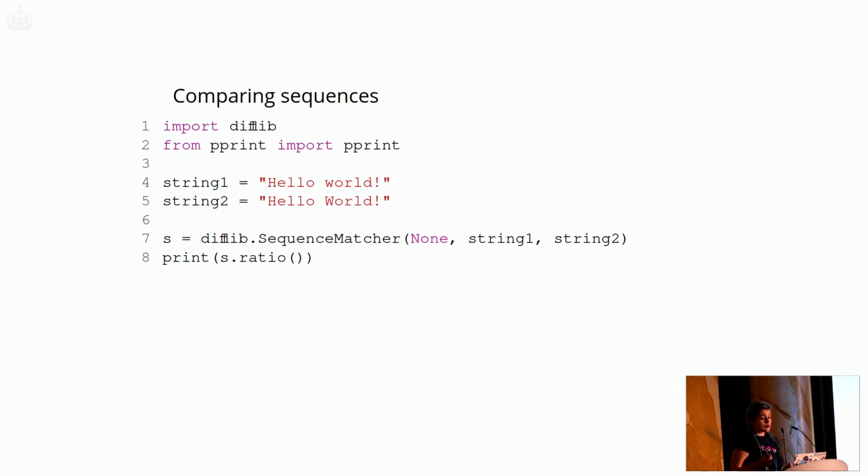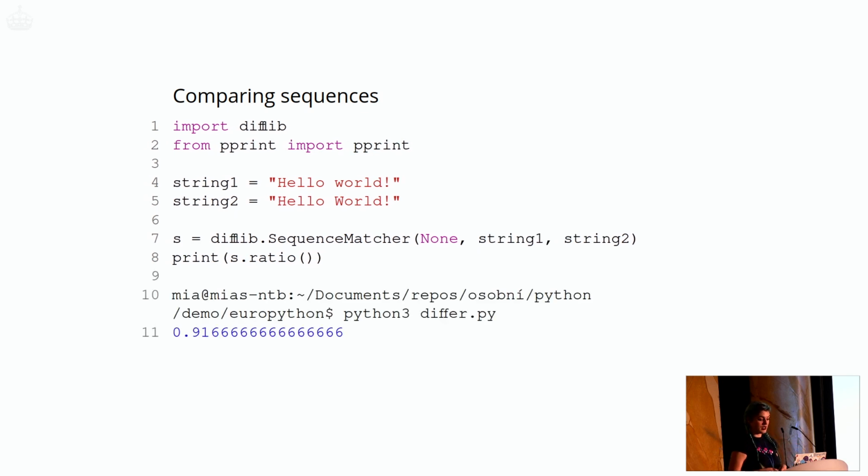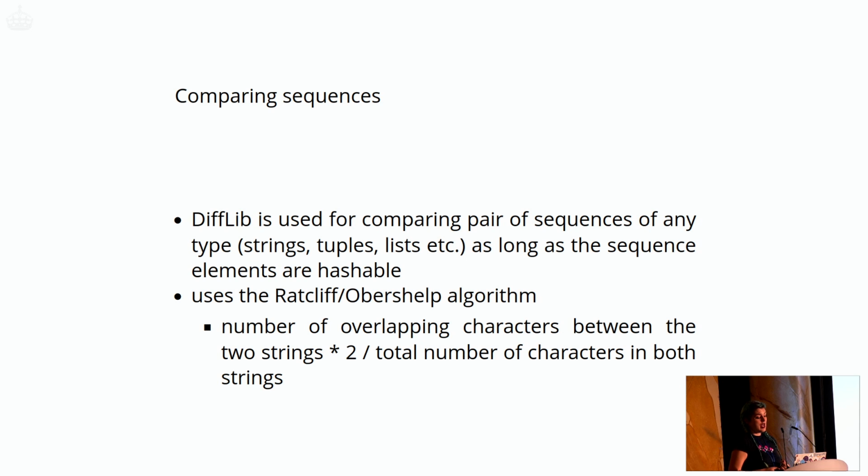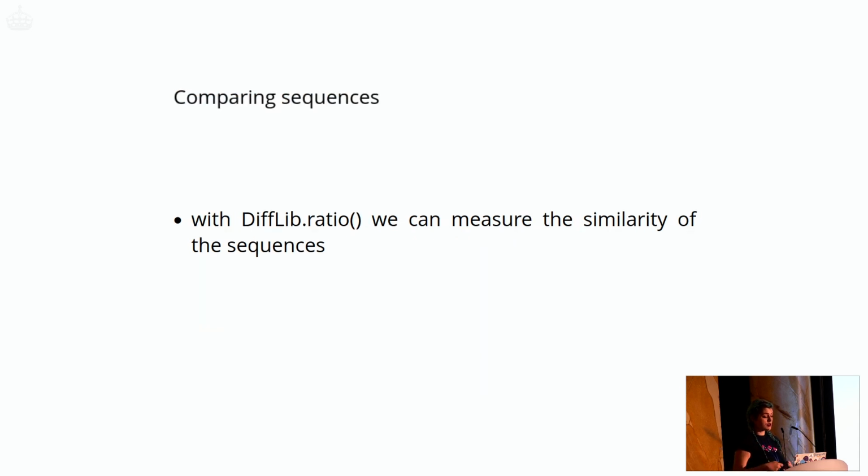And we can also calculate the ratio of comparison between these two sequences. In other words, how similar or how different our sequences are. And here we can see the result. 91% means they're very similar. So difflib is used for comparing pairs of sequences of any type, strings, tuples, lists, anything, as long as sequence elements are hashable. And it uses the Ratcliff-Obershelp algorithm, which you can read about if you're interested in that.